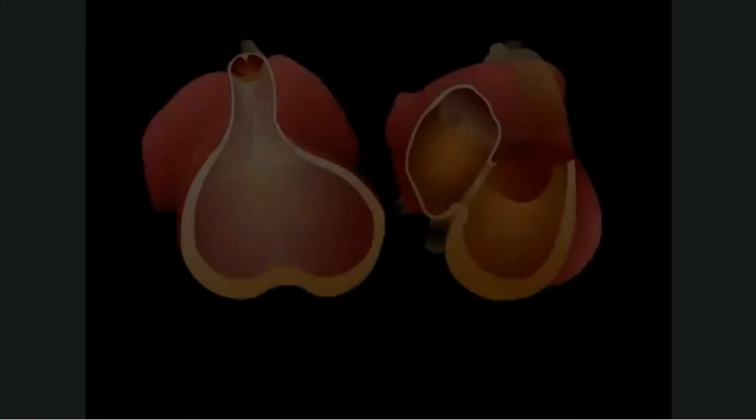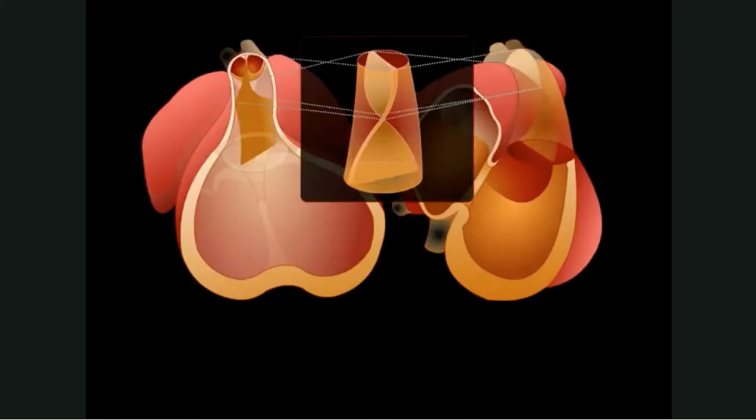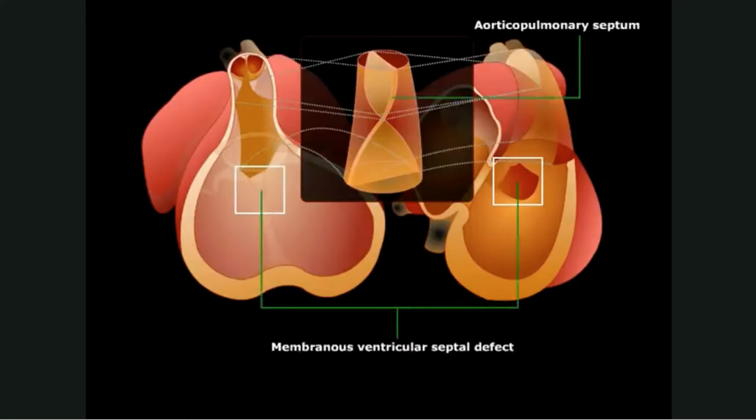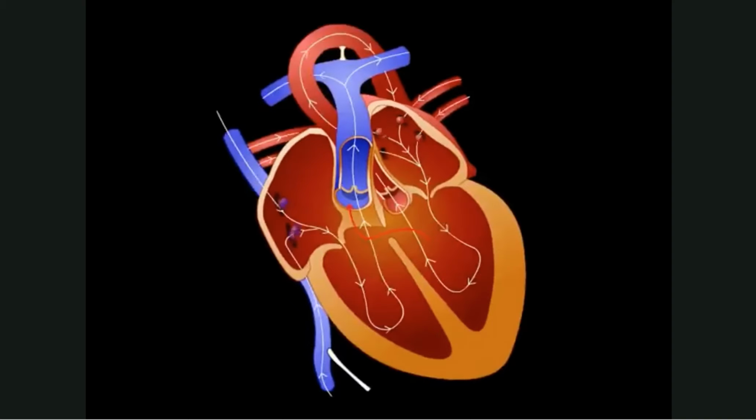Membranous ventricular septal defects are the most common cardiac congenital defects. As mentioned before, the aorticopulmonary septum extends further down towards the muscular part of the IV septum, along with the endocardial cushions, to form the membranous portion of the IV septum. Incomplete fusion of the aorticopulmonary septum with the muscular interventricular septum results in an opening in the membranous portion of the interventricular septum. Again, this defect will yield a left to right shunt.